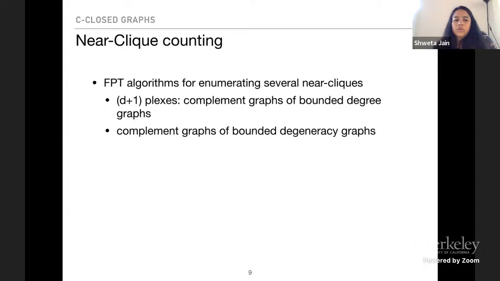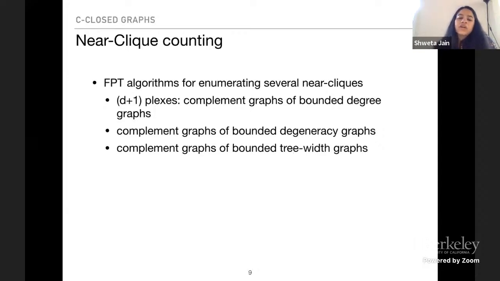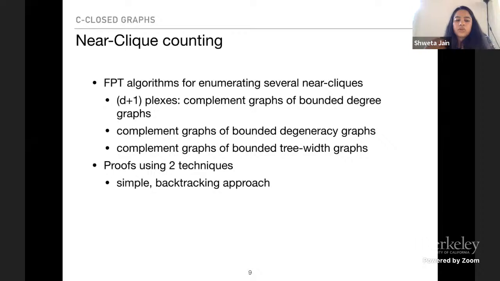And so we also looked at complement graphs of bounded degeneracy graphs, complement graphs of bounded tree-width graphs. Our proofs come in 2 different flavors. The first one is simple. It uses a very simple backtracking approach. And the second one uses the 3-step approach that was used by the original authors. And both of these have their advantages.